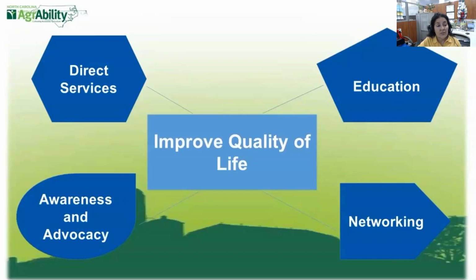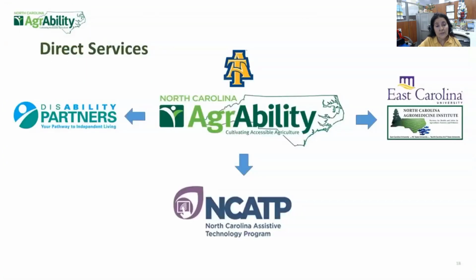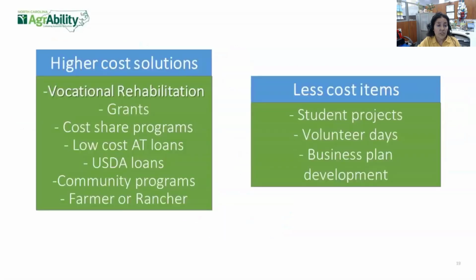services. So when we have a new client, I do the initial contact and the farm assessment. After that, I refer them to the North Carolina Assistive Technology Program, AgroMedicine, or Disability Partners, sometimes to all three, most of the time to the Assistive Technology Program. They are really a great component of our partnership because they are under the same umbrella as vocational rehabilitation, and they have really helped us strengthen our relationship with vocational rehabilitation.